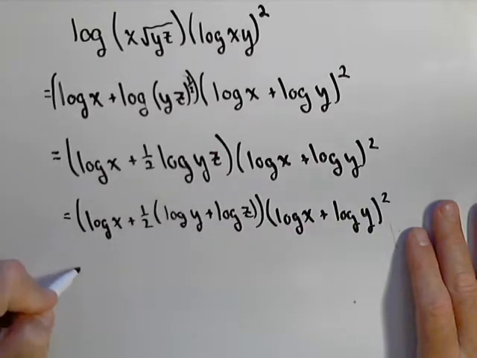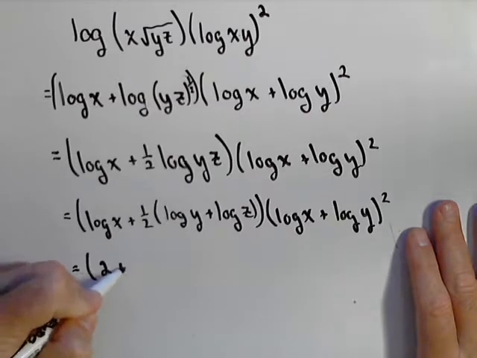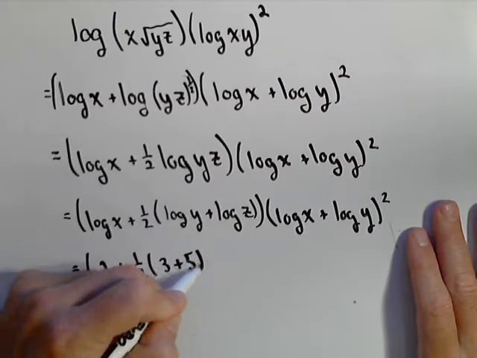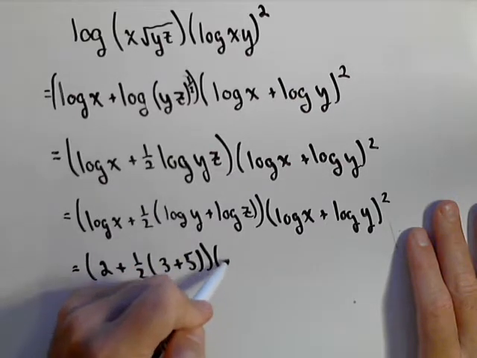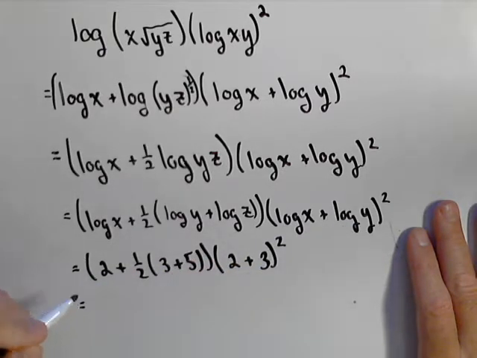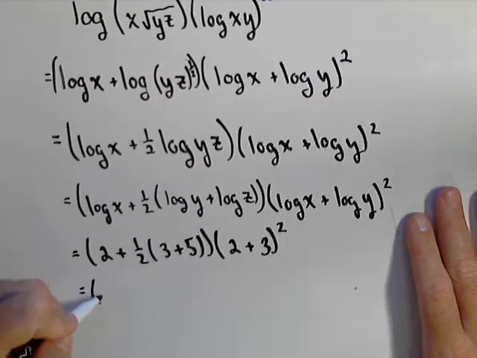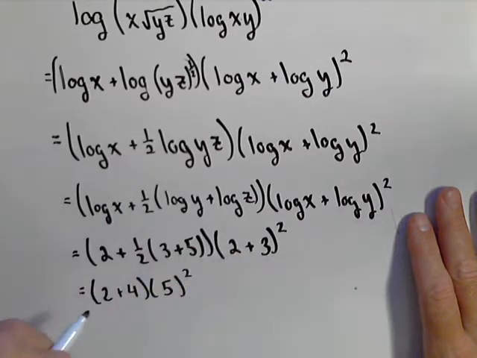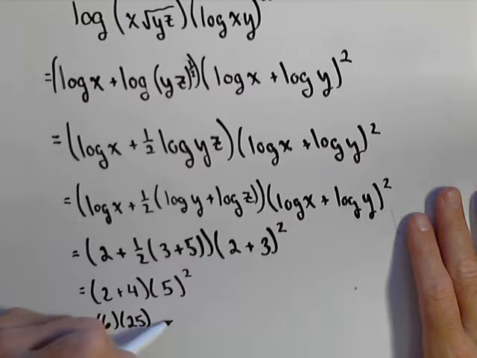Now we can sub in our values. The log of x was 2, so we have 2 plus 1/2 times 3 plus 5, times 2 plus 3, the quantity squared. So we continue our simplifying down here. This is 8 times 1/2, so 2 plus 4, times 5 squared. 2 plus 3 is 5. So we have 6 times 25, or this thing simplifies all the way down to 150.